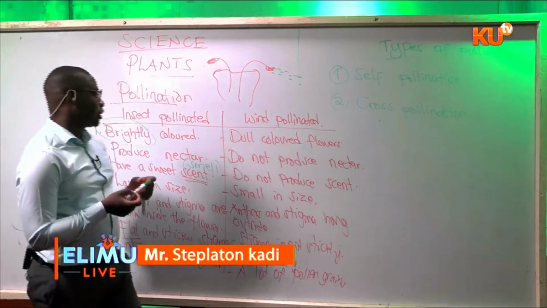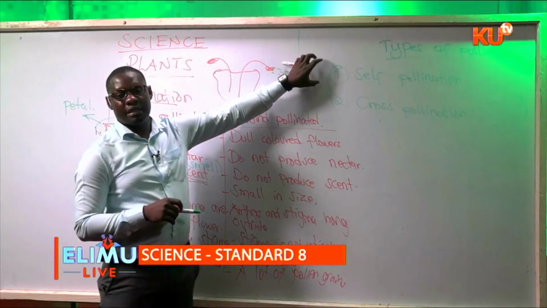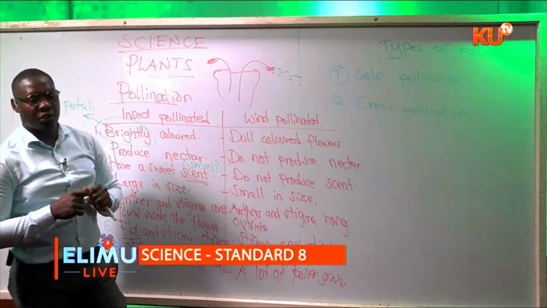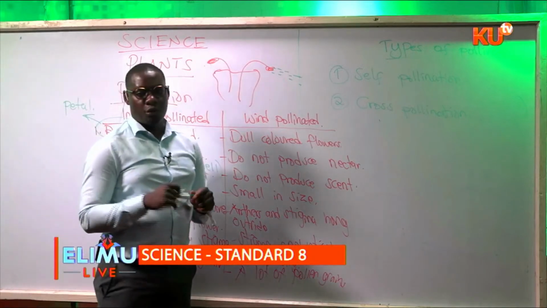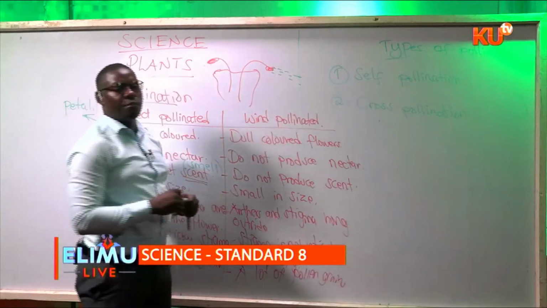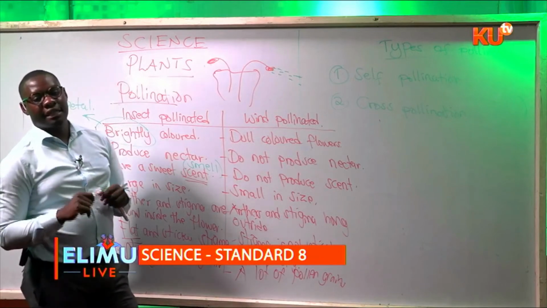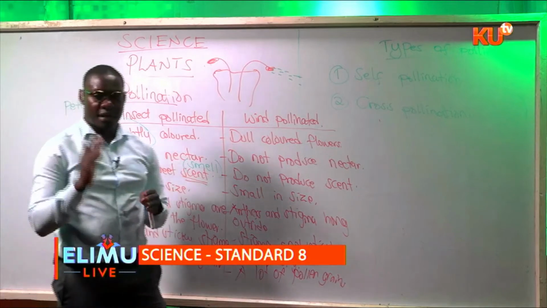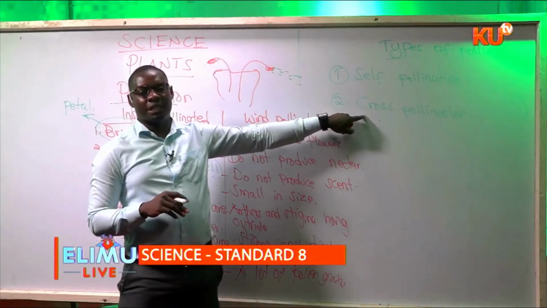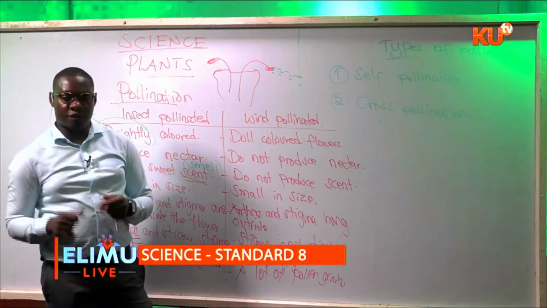Since we know what pollination is, we are going to look at the difference between self-pollination and cross-pollination. We look at the plant. In self-pollination, we have the movement of the pollen grains in a specific plant. The flowers might be different, but the plant has to be one. But when we come to cross-pollination, there must be two plants involved, but of the same kind.